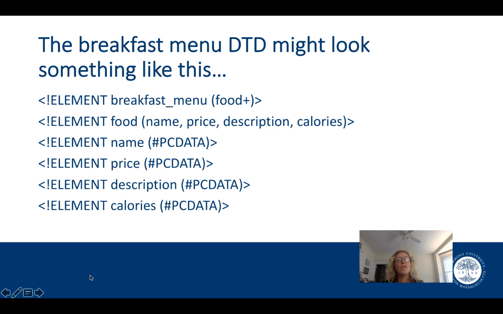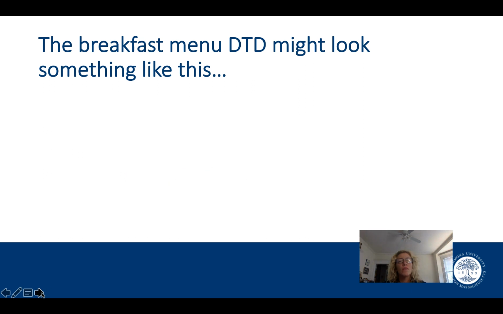So the DTD for the breakfast menu might look something like this. You've got breakfast menu as the element, the food, another element, the name, the description, the calories, and I'll go through what all of these things mean.